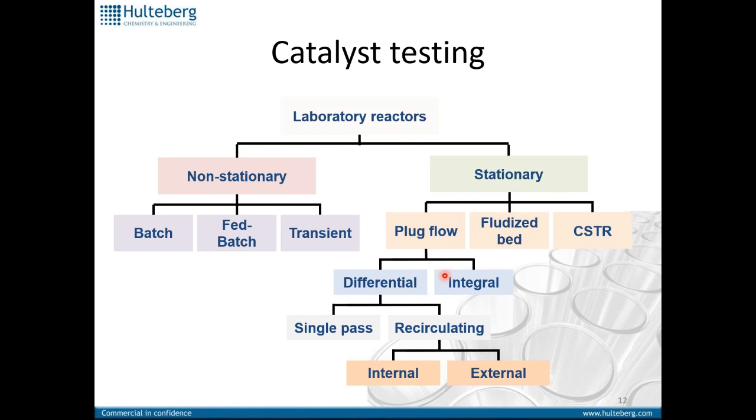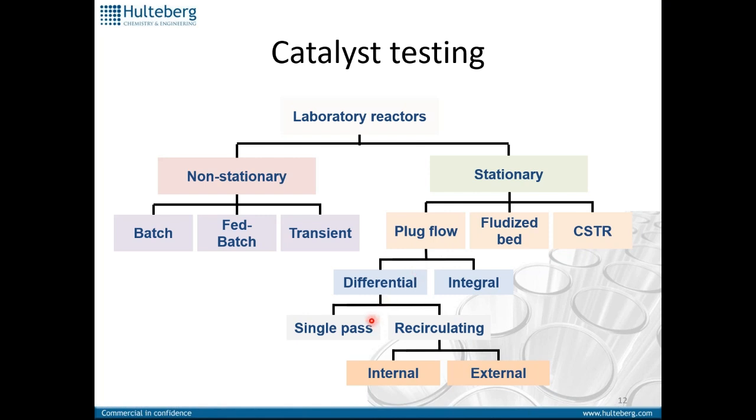We can further investigate those regimes by going to differential type testing. In differential testing, we're doing very little conversion, definitely below 10%, maybe as low as 2 to 3 to 5% conversion. And the idea here is to do a little change and measure the kinetics for that band of conversion. And then you go through the entire band of conversion by mixing the gases up. And you can do this in a few different ways.